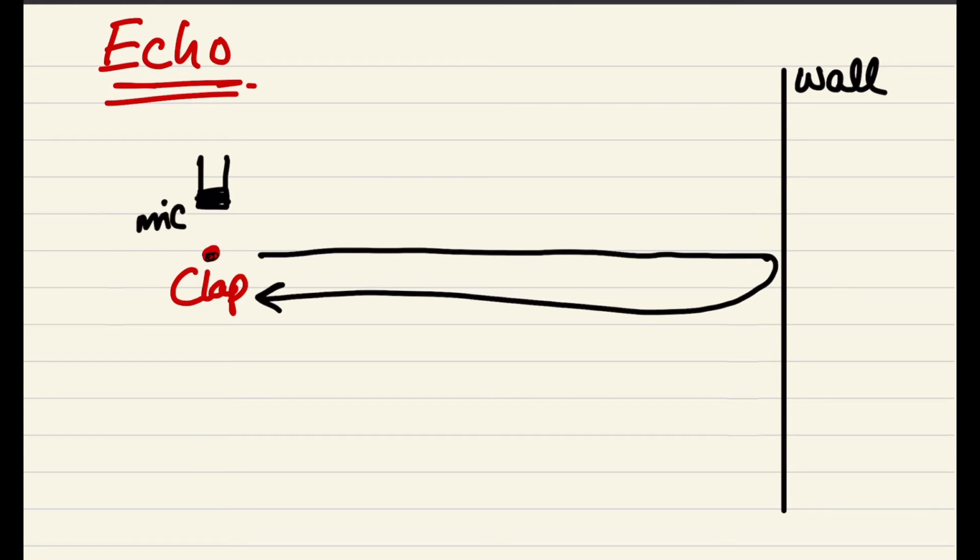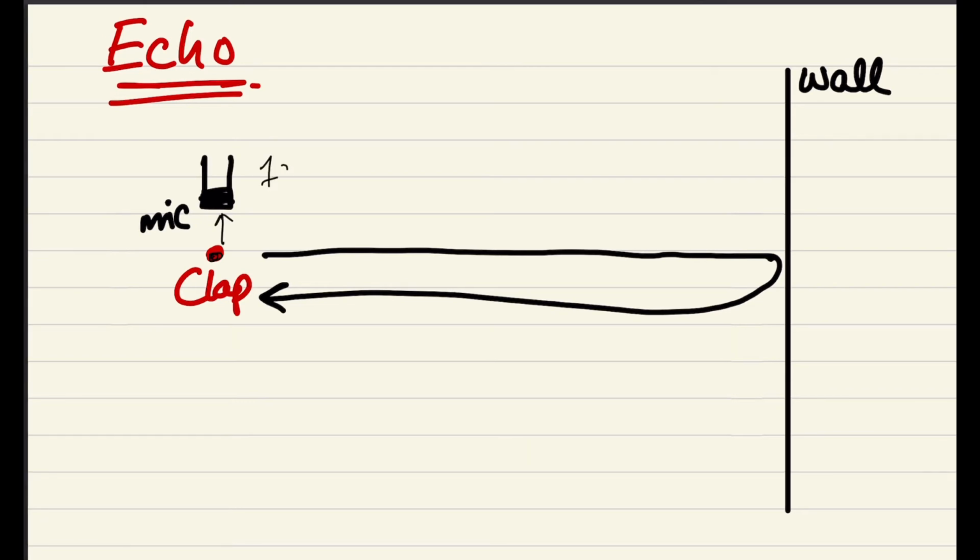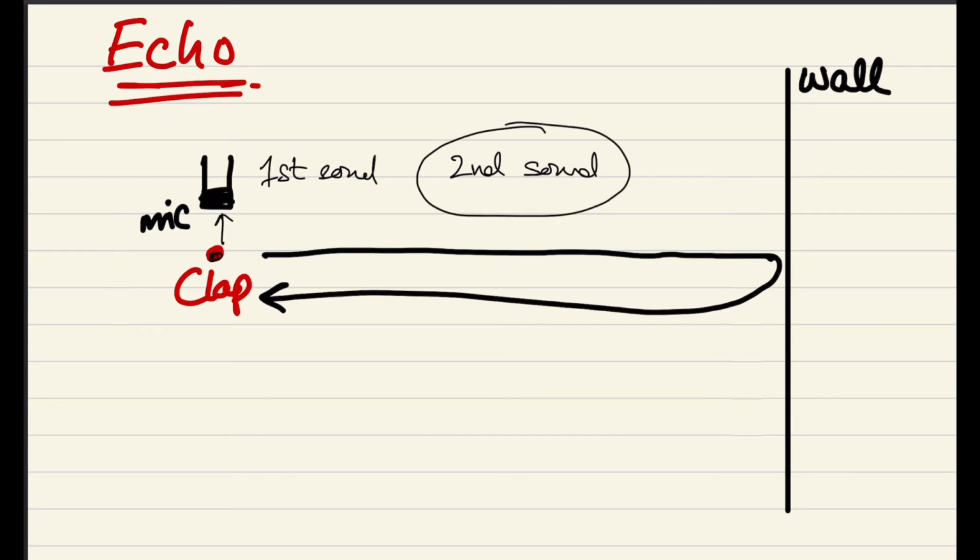When you clap, the mic will hear the first sound. When this sound goes and hits the wall and comes back, the mic will hear the second sound. Now this second sound will be considered as the echo for this sound. So why has this echo happened? This echo has happened due to the reflection of the sound wave.